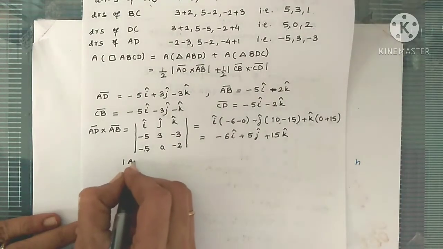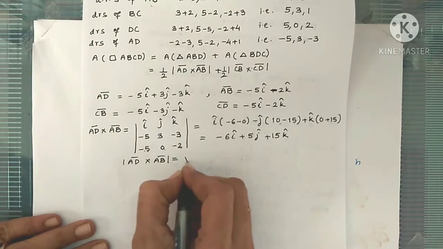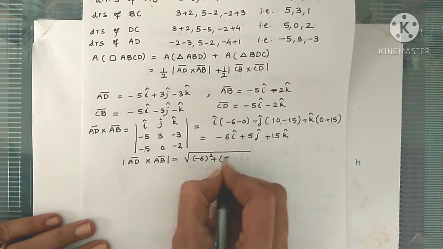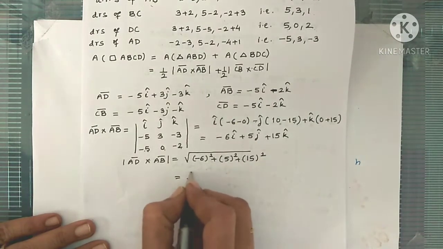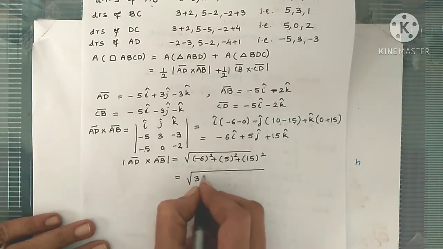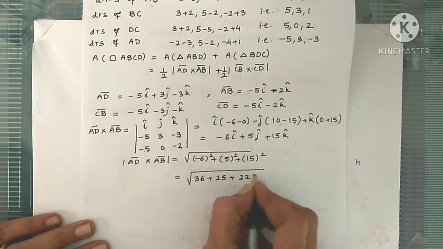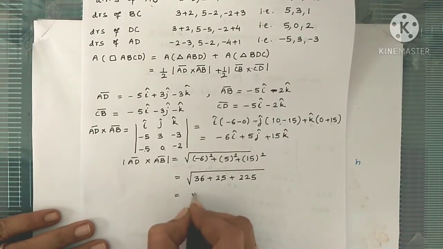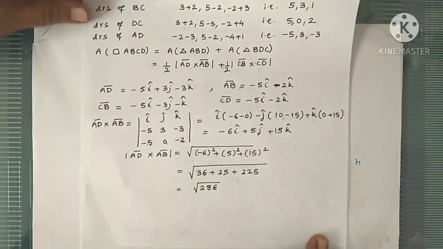Let's find out the modulus. So AD bar cross AB bar has magnitude root of minus 6 square plus 5 square plus 15 square. So that is root of 36 plus 25 plus 225. Now 225 and 25 is 250. Adding this 36 to 250, we get root 286. So that is the modulus of AD bar cross AB bar.